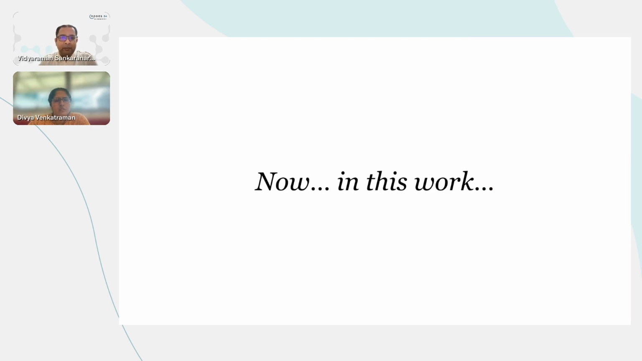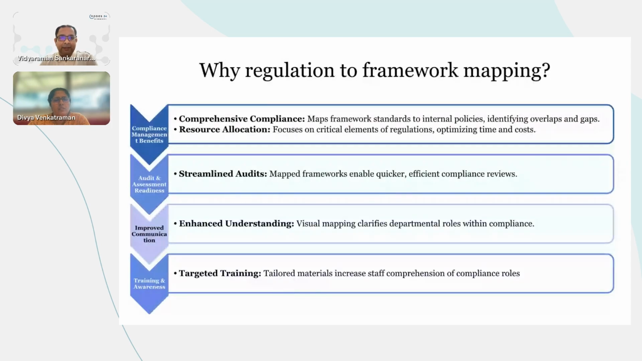So now in this particular work, what we are doing is we are taking the regulation and mapping it to the framework. There are a number of good reasons why we need to do this from a compliance standpoint. But one of the major takeaways from this slide is the third point, which is the enhanced understanding. Because of doing this particular regulation to framework mapping, we have a visual mapping that clarifies departmental roles within the compliance teams and also an understanding of which particular requirement maps to which particular regulatory requirement there. We are talking about framework requirements and regulatory requirements.